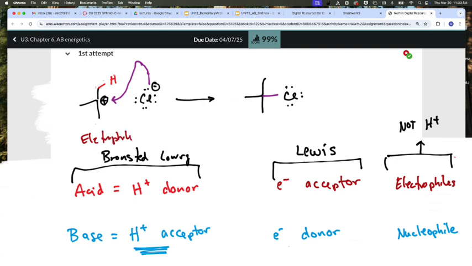What did the other species do? It was a nucleophile. Because what did it like? Nuclei. And what's in the nuclei? Positives.